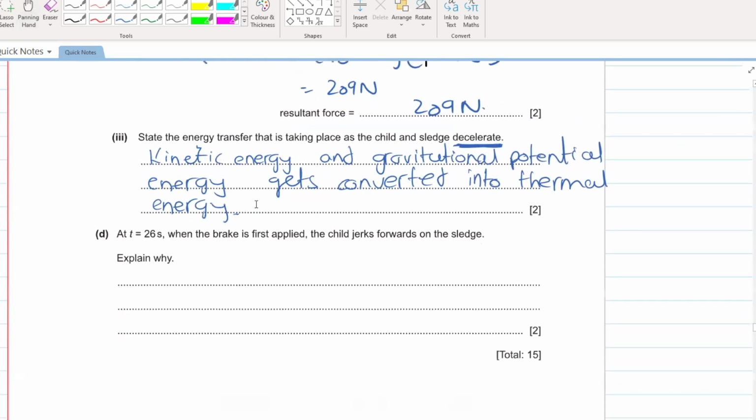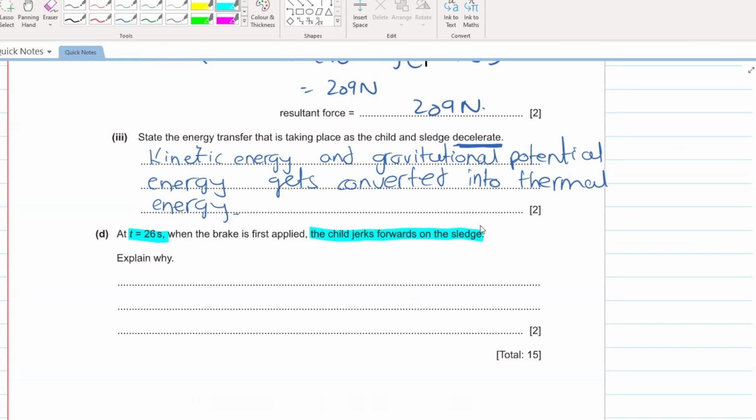At time t equals 26 seconds, when the brake is first applied, the child jerks forward on the sledge. Explain why. This is because of the mass of the child. The mass of the child offers inertia, or you can say the mass of the child resists the change in the motion. So you can say the jerk effect is due to what?